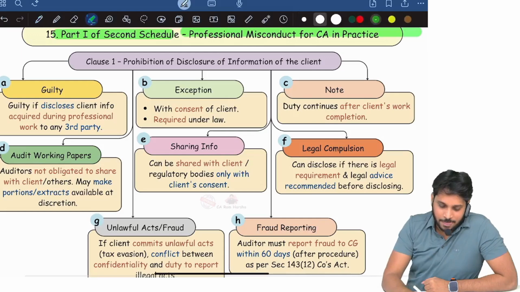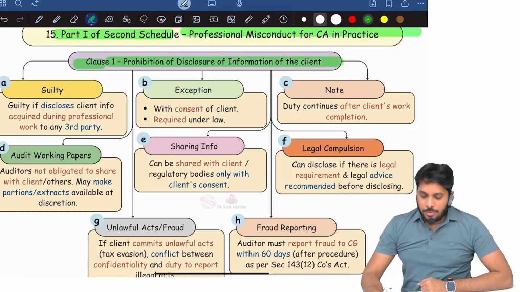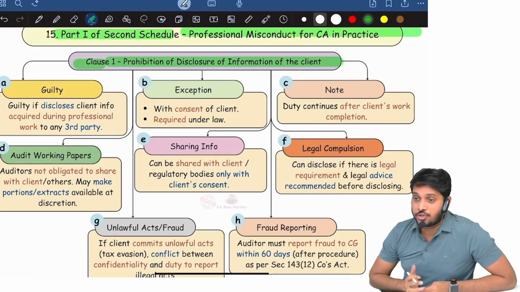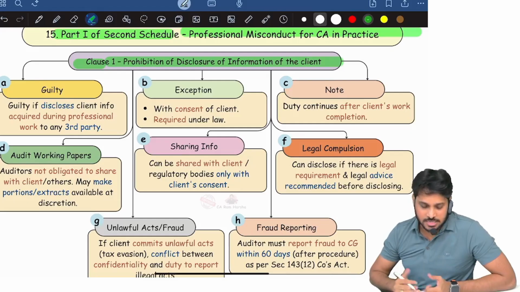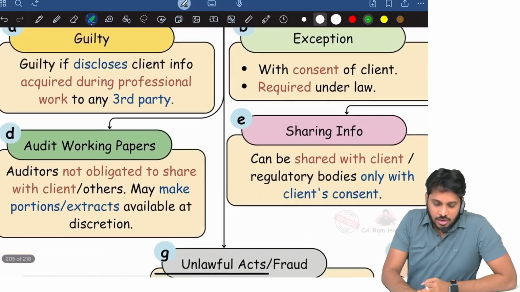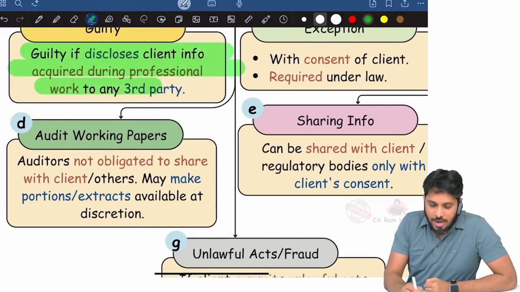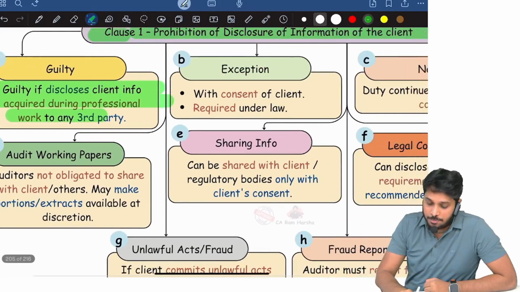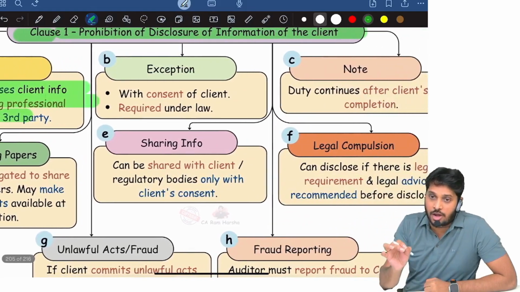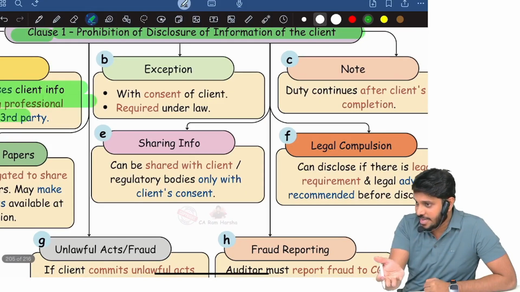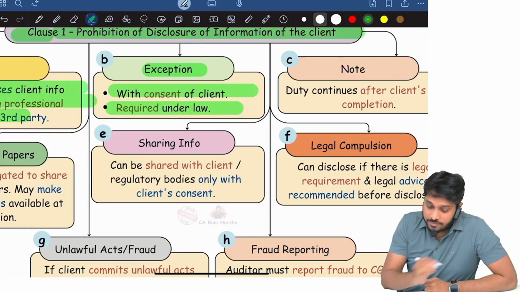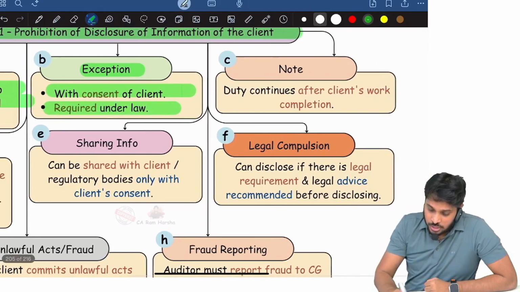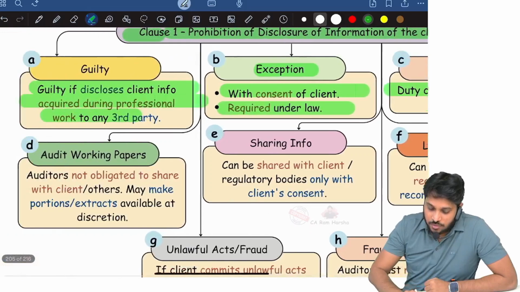Next, clause number 1: prohibition of disclosure of information belonging to client. By the way, part number 1 is applicable only for practicing CS. Professional misconduct for CS in practice: guilty if you are disclosing client information acquired during professional work to any third party. Remember, this duty of confidentiality will apply even after completing the engagement. Yes or no? Exception: with the consent of the client you can disclose, or if there is a requirement in law you can disclose. This duty continues even after completion of the work.